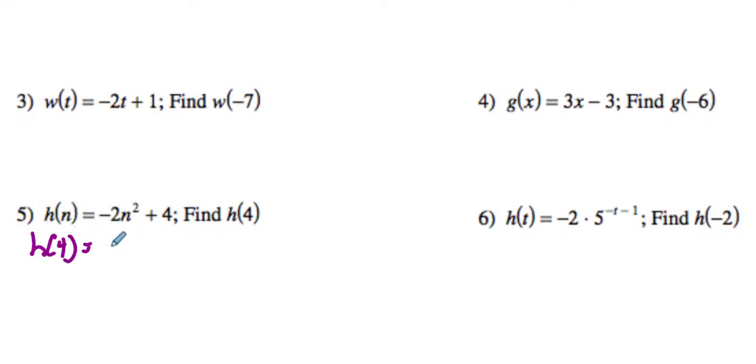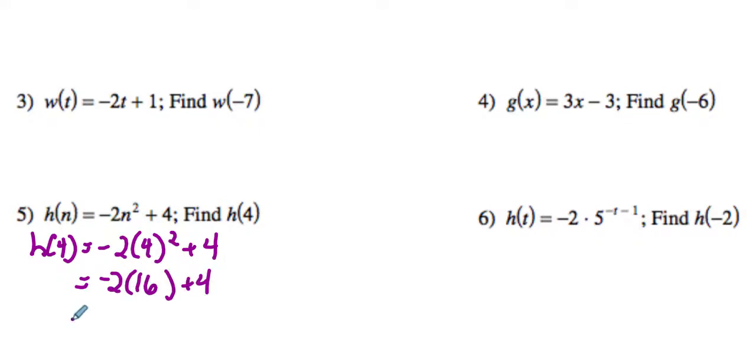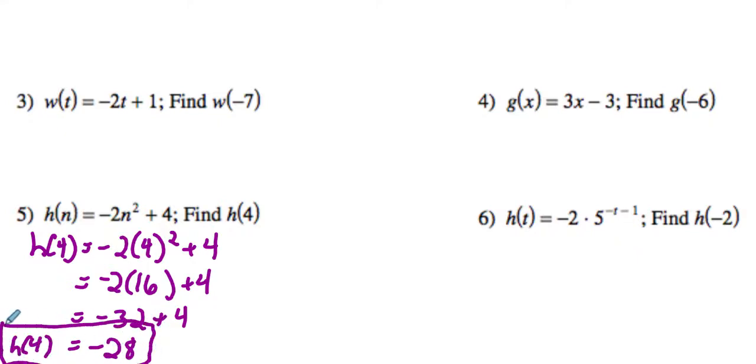All right, h of 4, replace every n with 4. 4 squared is 16. 16 times -2 is -32. Plus 4 gives us -28. So h of 4 is -28.